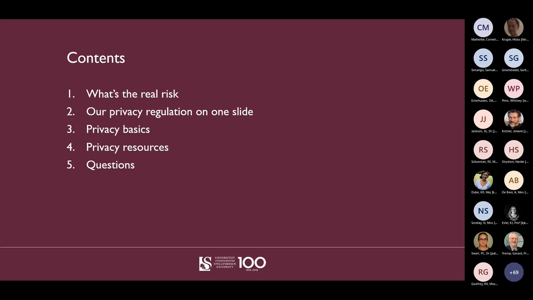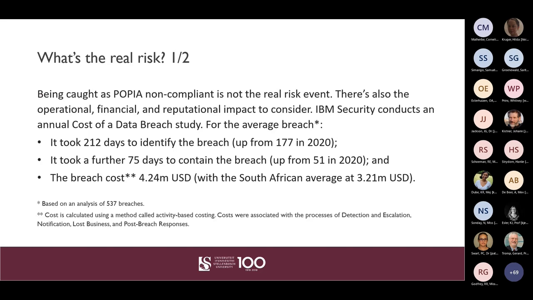So the real risk with privacy is not simply not complying with POPIA or any other privacy legislation like the General Data Protection Regulation. Rather, if there is a real event like a data breach, then there is a host of other impacts on not only the institution, but, in the case of a research project, the research project itself too. Those impacts could range from the operational to financial and reputational.